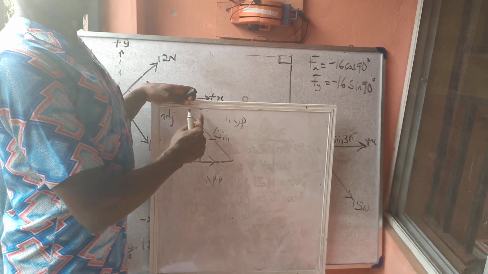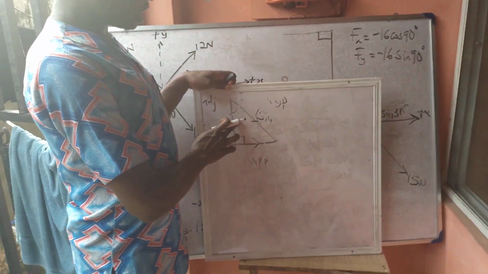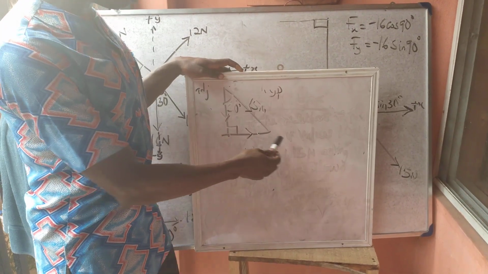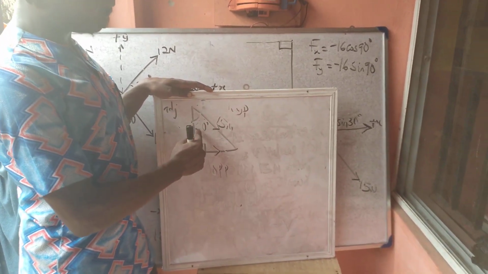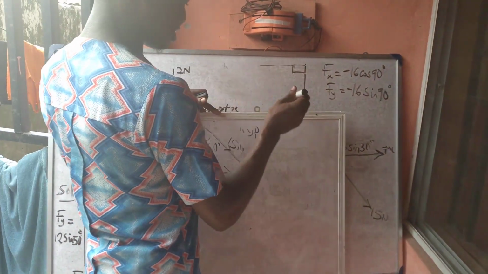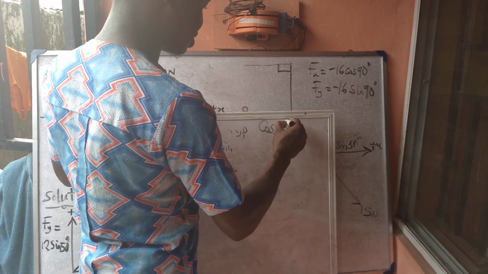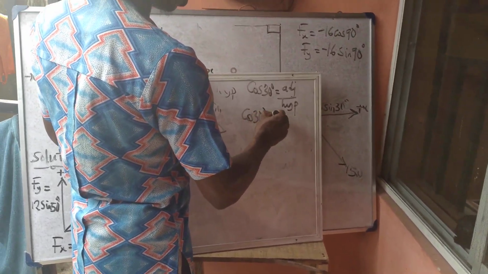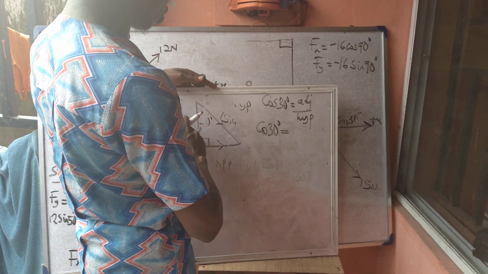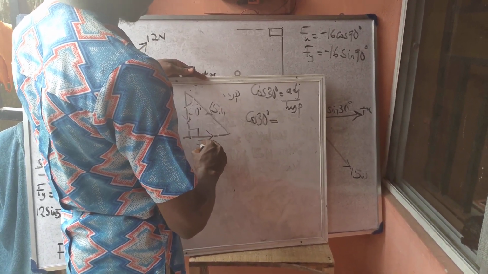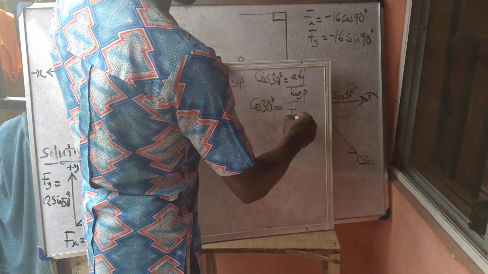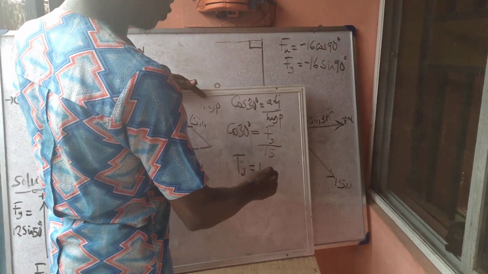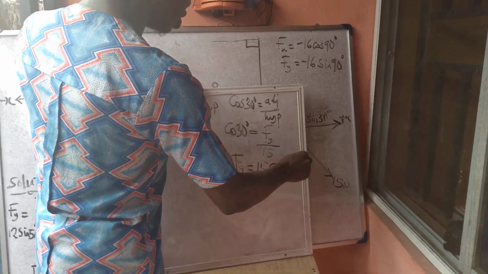Since the inclination angle is here, this component becomes the opposite. Why? The side facing the inclination angle is the opposite side. Now cos 30 degrees will be adjacent over hypotenuse. So cos 30 equals the adjacent side, which is Fy, over the hypotenuse, 15 Newton. The opposite here is Fx. Cross multiply, so Fy equals 15 cos 30 degrees.